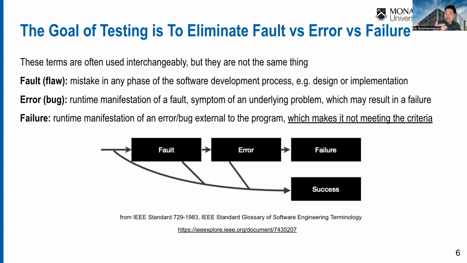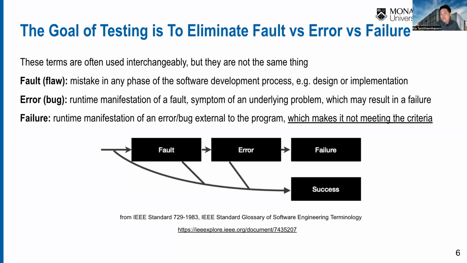And the failure is the runtime manifestation of an error to the program, external to the program. So what happens to the end users? That's the failure. Because the multiply function is buggy, there's an error in the multiply function. That's why it causes, let's say, miscalculation to the banking system, and it costs a lot to the bank, something like that.